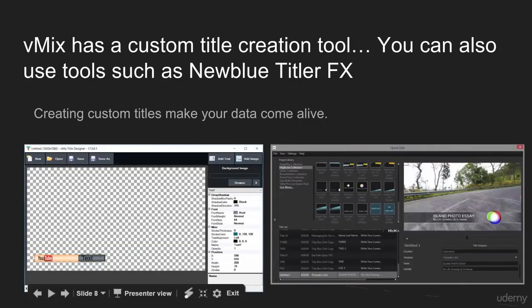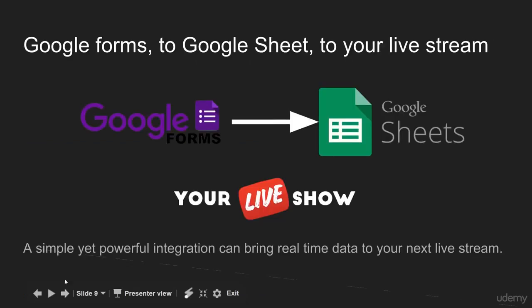vMix has a custom title creation tool, but you can also use some of the more advanced title tools, and this is just one of them, NewBlue Titler FX, which is actually included in the Wirecast Pro license, and it actually has NewTek NDI integration, so it can integrate directly into the NewTek TriCasters and vMix and Wirecast as a result, so it can make your data come alive, and the titles become very important.